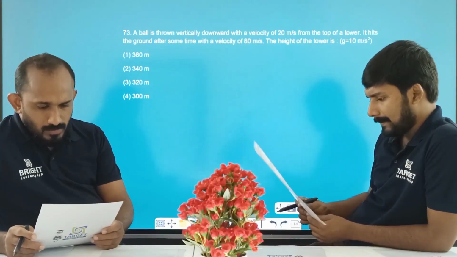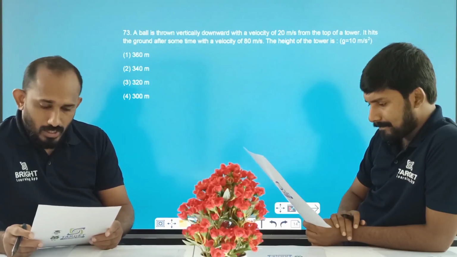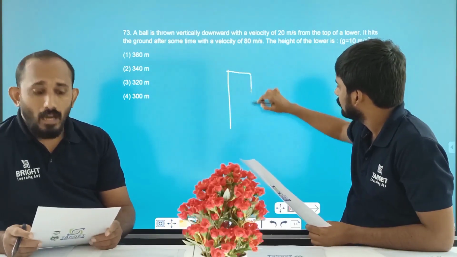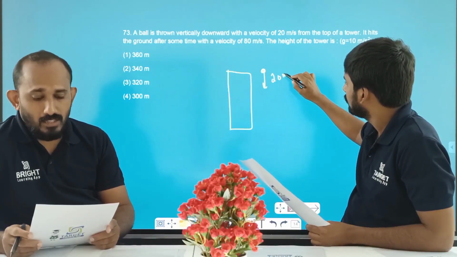Question number 73. A ball is thrown vertically downward with a velocity of 20 meters per second from the top of a tower. It hits the ground after some time with a velocity of 80 meters per second. The height of the tower is.